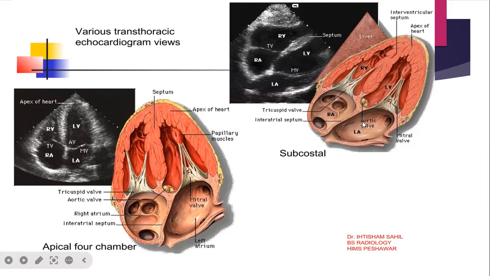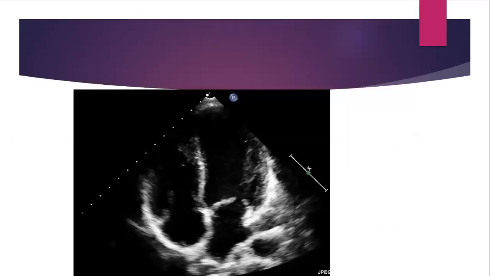Then the subcostal view, that is how it looks. In the subcostal view you can see the right atrium, the interatrial septum, the mitral valve, the left ventricle, and also the aortic valve. You will be able to see the tricuspid valve, the left ventricle, the interventricular septum, and the apex of the heart.